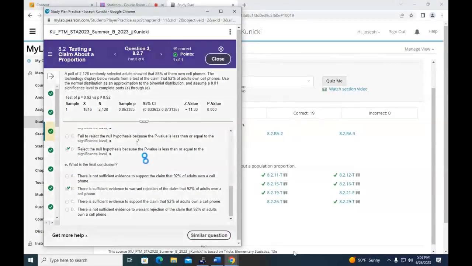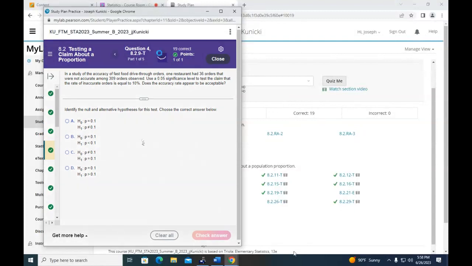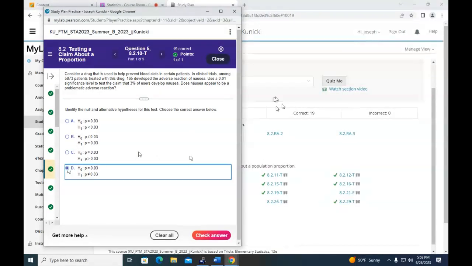Okay, next question. You'll see this a lot, so I'll ask you: which one can you eliminate? You can eliminate B, because there's not an equal there. You see you have the three alternatives for the H1, so this is just a distraction. Don't ever pick something that doesn't have equals in the null. The claim is that 3% of the users develop nausea. D, because the claim has equality.